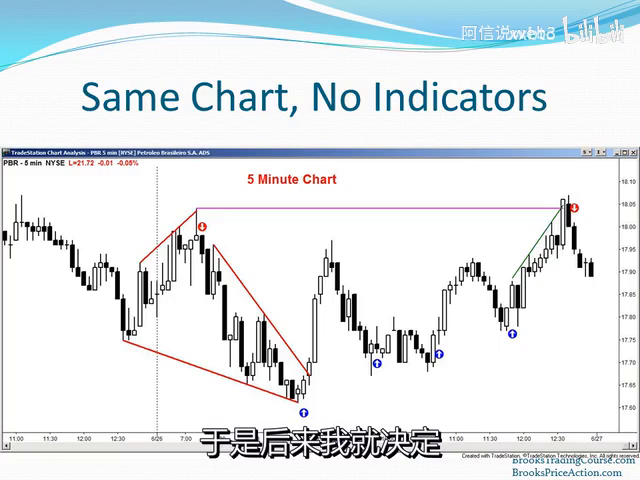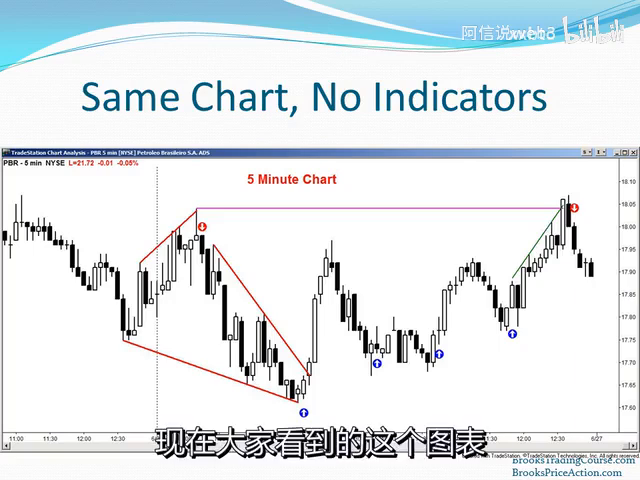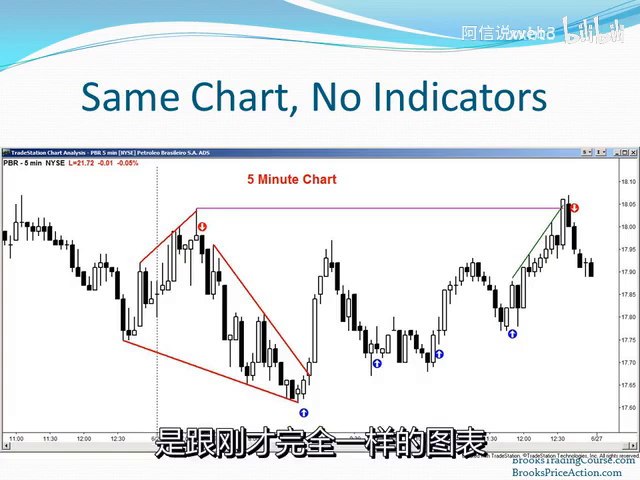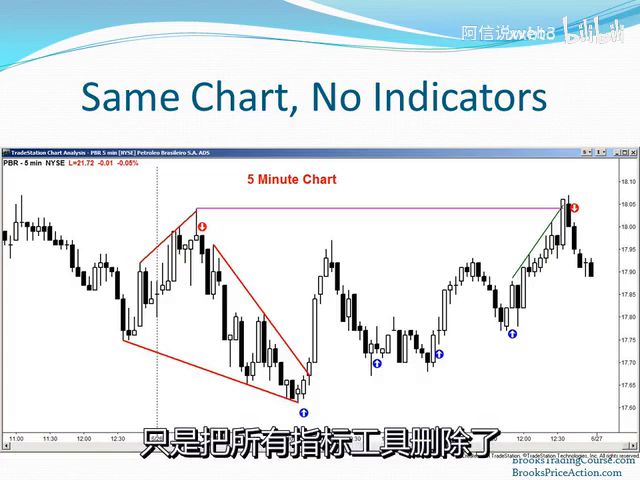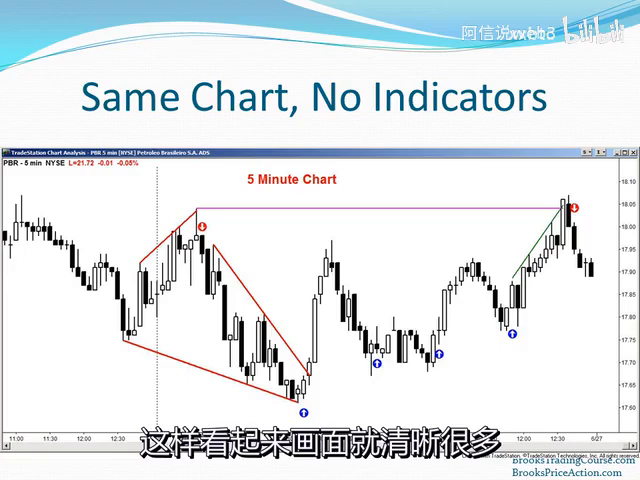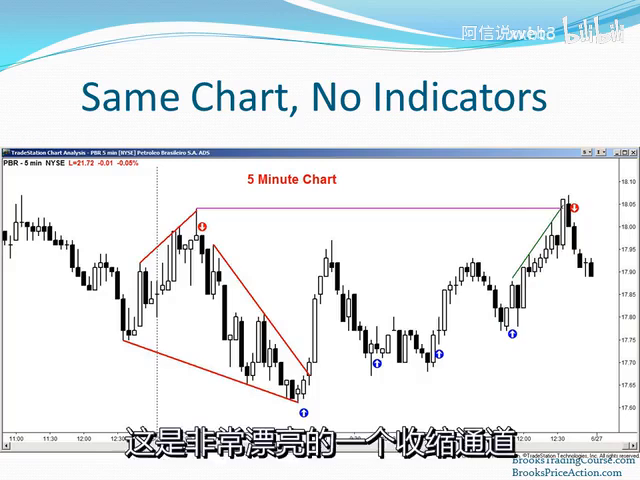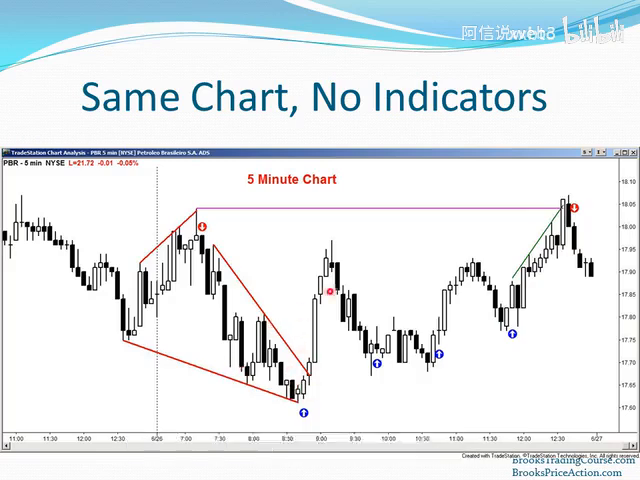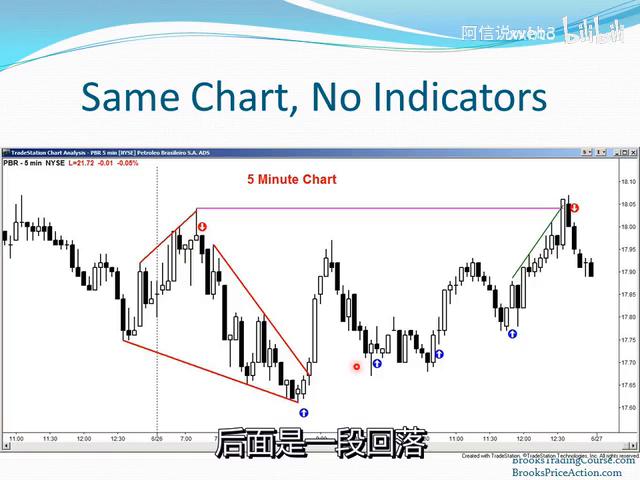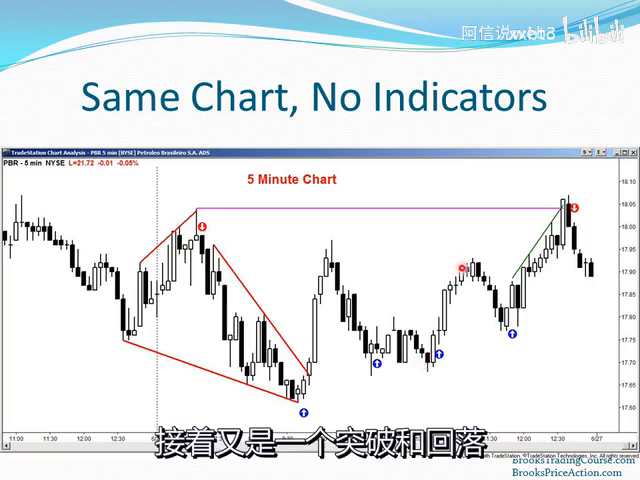And one day I decided to get rid of all the indicators and just look at the charts. And this is that same chart that I just showed a minute ago, but without all the indicators on the chart. And when you look at it this way, it looks pretty clear. We have a decent looking wedge over here, and then a bull spike, and then a pullback from the breakout of the wedge, and then a double bottom bull flag, another breakout, and another pullback.